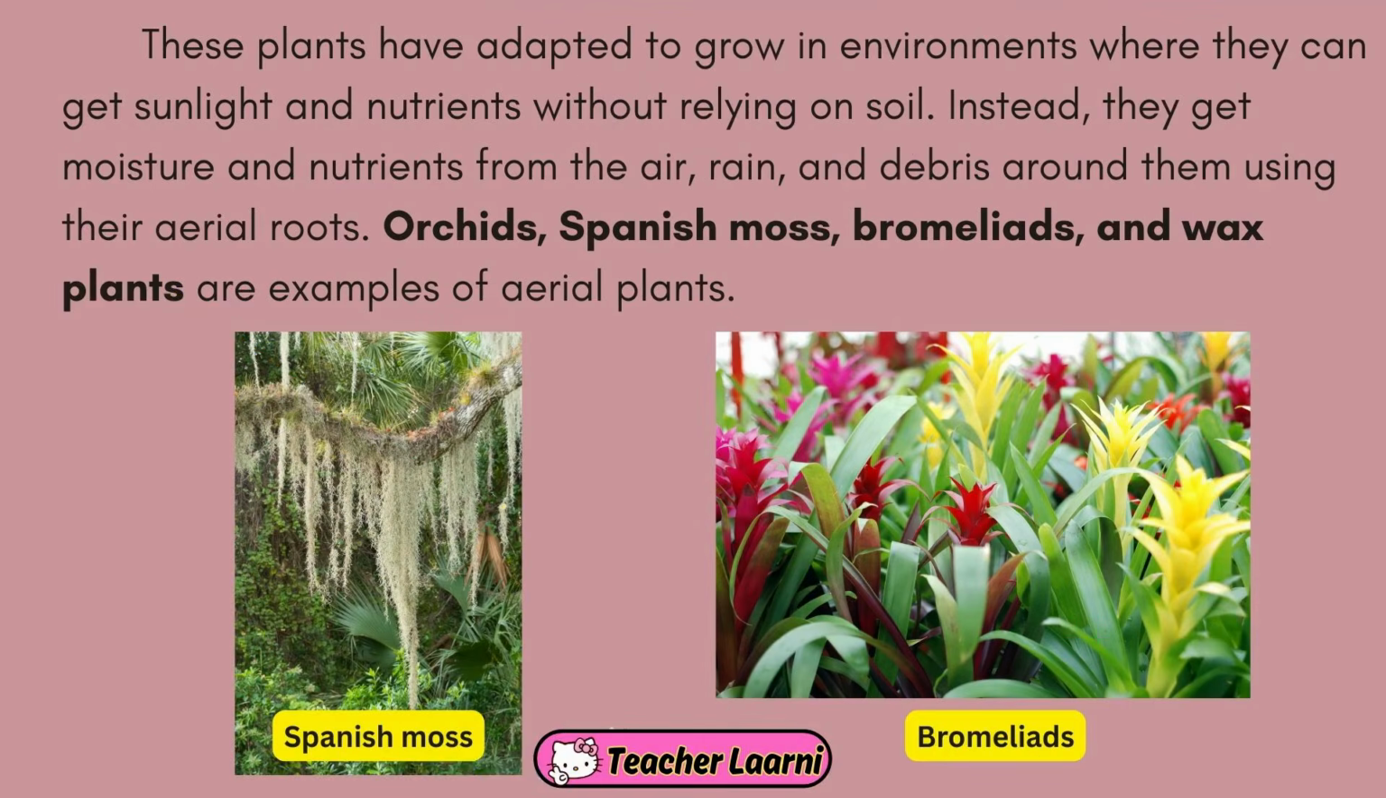These plants have adapted to grow in environments where they can get sunlight and nutrients without relying on soil. Instead, they get moisture and nutrients from the air, rain, and debris around them using their aerial roots. Orchids, Spanish moss, bromeliads, and wax plants are examples of aerial plants.